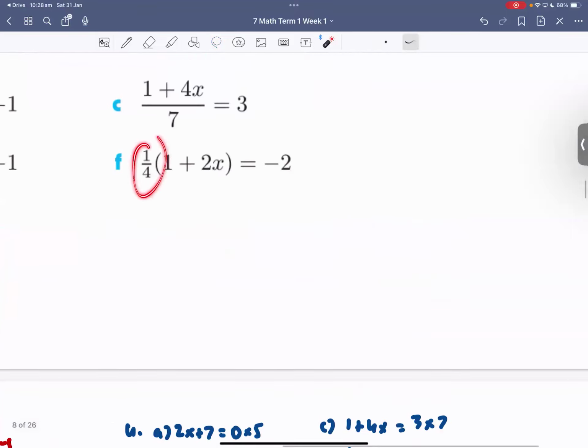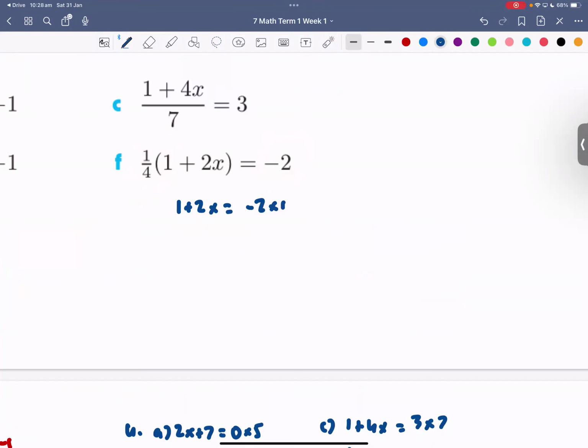How do we get rid of this quarter? Times both sides by 4. So then if I times this side by 4, the quarter disappears. And if I times this side by 4, I'll write it down. Negative 2 times 4 is negative 8. How do I get rid of this plus 1? Minus 1. So 2x is minus 8 minus 1. So 2x is actually minus 9.